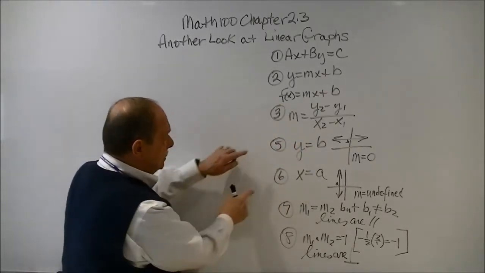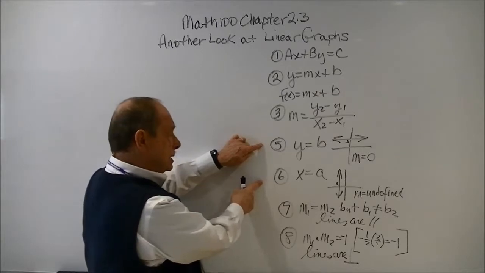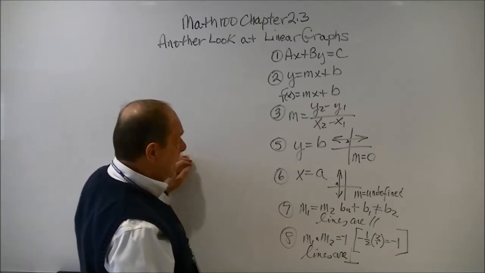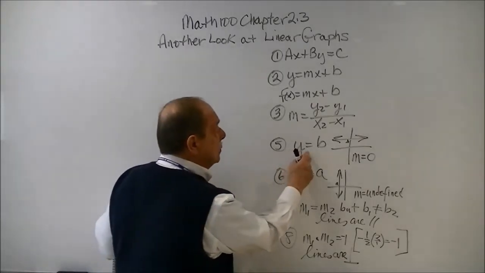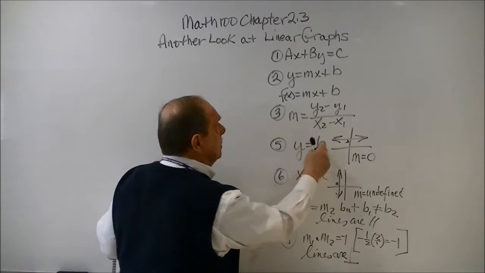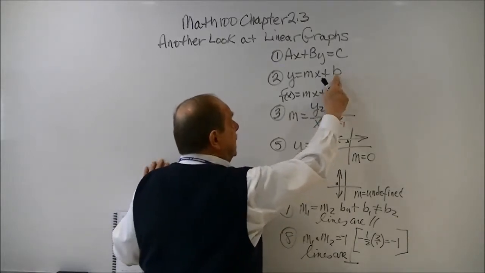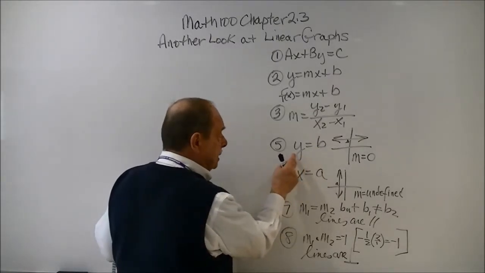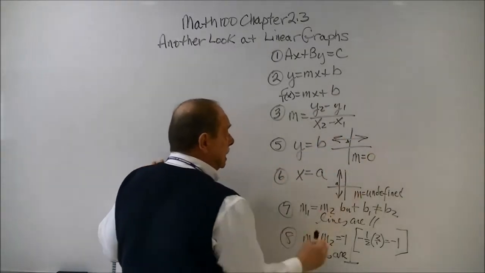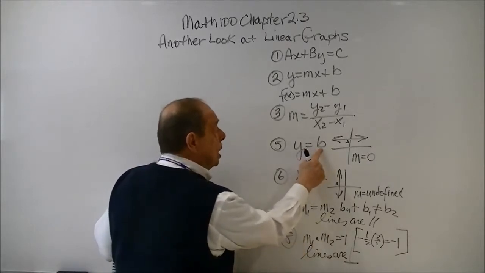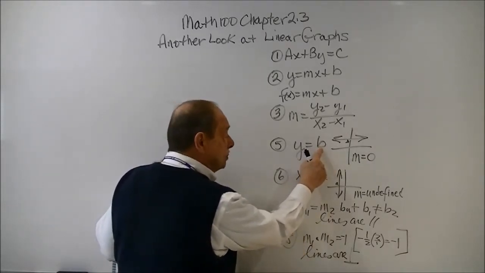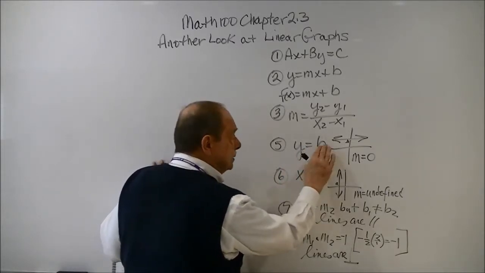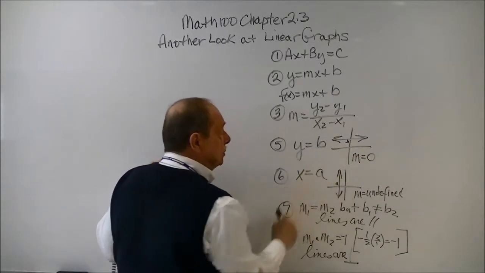And then these are two new equations we're introducing today. They're both in standard form. Here y equals b, and you may recall that b is the y-intercept. Here they're saying it's a horizontal line going through the y-intercept. So whatever b is, when you have an equation y equals b, it's just a horizontal line going through b.